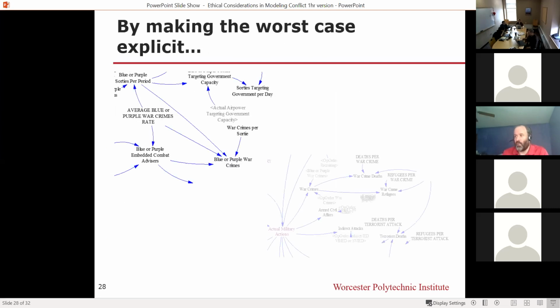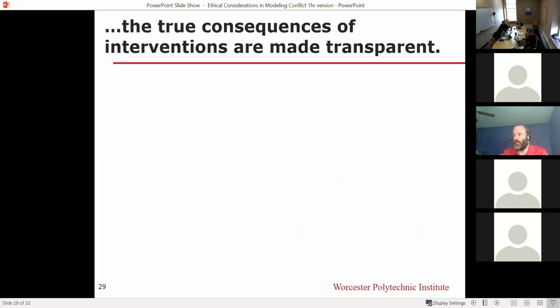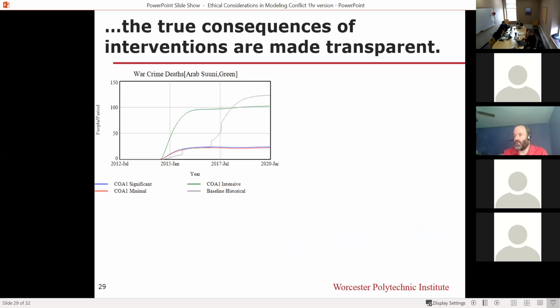Basically, we just made the worst case explicit, and this is model structure. There's structure in the model I built whereby you have a rate, the war crime rate, at a certain percentage, which is low, but it will accumulate. If you're doing air raids, there's going to be civilian casualties, which may not technically be a war crime, but it's calculated here. You may have troops that lose their discipline and lose their order. And so we built it into the model and we just made it transparent.